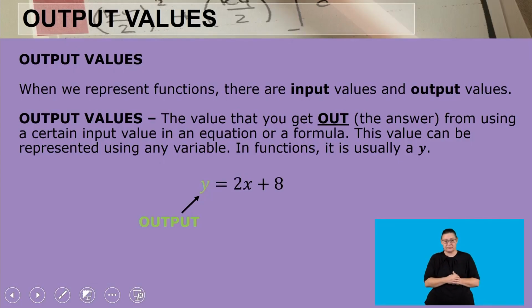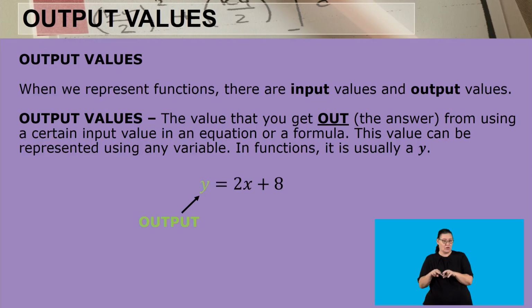So now we are going to move on to that second concept in our concept map, and those are the output values. Remember, we already focused on the input values, so we are going to use those same flow diagrams and the tables just to identify our output values. So let's see what we have here. When we represent functions, there are input values and output values. We've already discussed those input values. Let's see what these output values are.